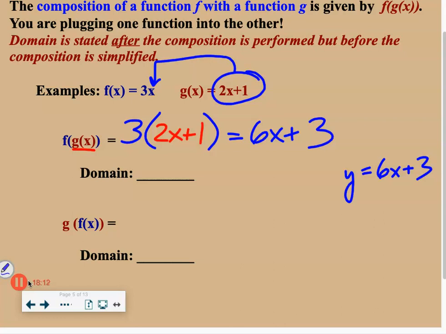Okay, infinity is not a number. I want an interval from what to what? Negative infinity to infinity. All real numbers, right? So for our domain, you can write negative infinity to infinity.